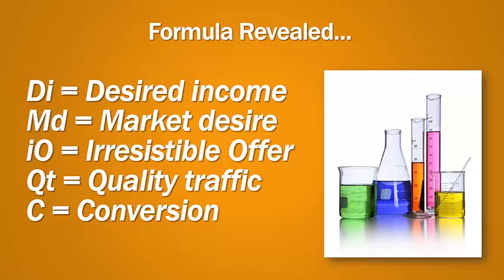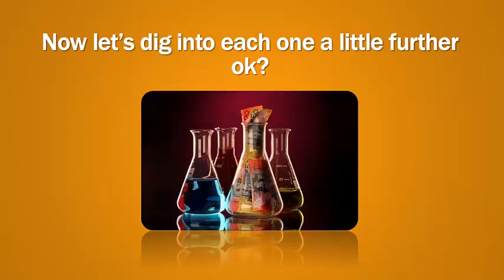DI equals desired income. MD equals market desire. IO equals irresistible offer. QT equals quality traffic. And C equals conversion. When you add all these together in the right sequence and do them right, it equals profits. Having these in place is what's going to bring in the money. Okay, so let's dig a little further into each one.